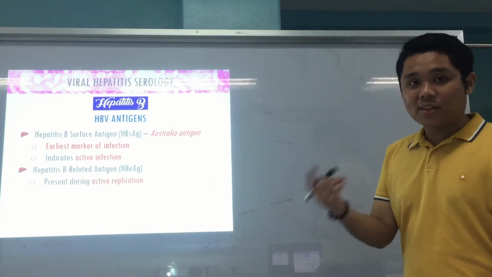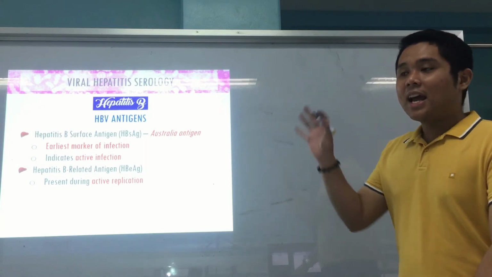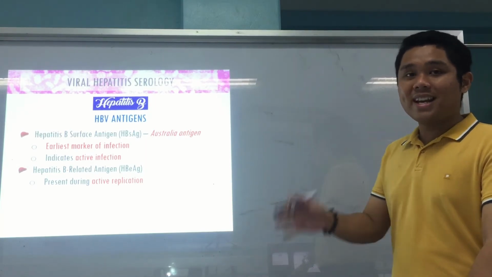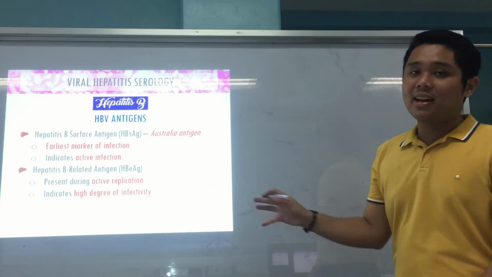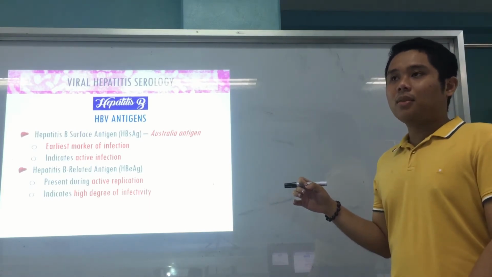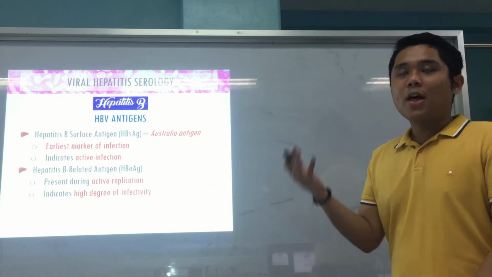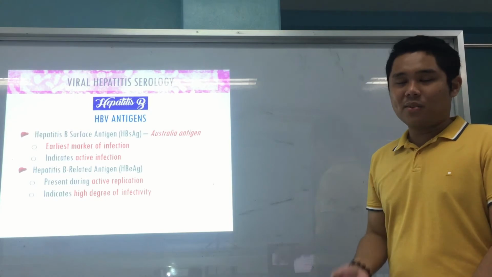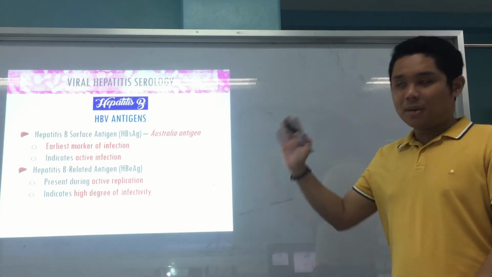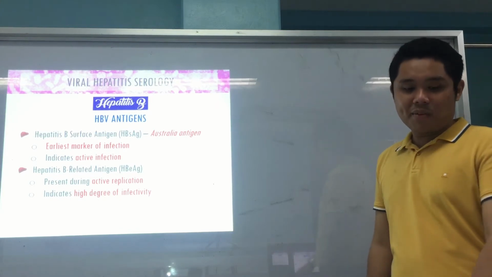It's present during active replication, and because of that, it can be seen in active replication. It means that if this is found in the serum of the patient, it could indicate that the patient has a high degree of infectivity. Meaning, if it is detected, it means that the patient can really infect others through blood and different body fluids. Basta HBe antigen, marker of high infectivity, high degree of infectivity.